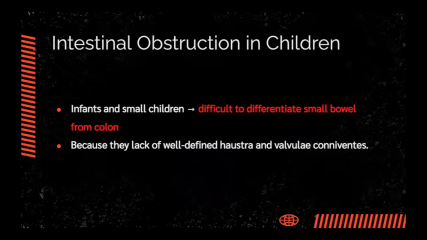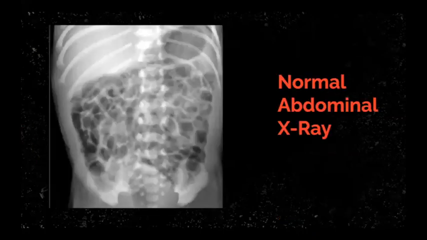Right, next on the abdomen, I move on to intestinal obstruction in children. As we know, in infants and small children, it's difficult or impossible to differentiate between the small and large bowel. This is because there is a lack of well-defined haustra and valvulae conniventes, right? So this is the appearance of a normal abdomen radiograph in an infant, right?